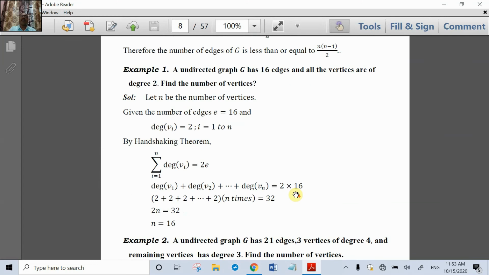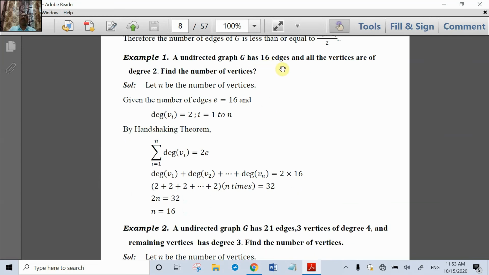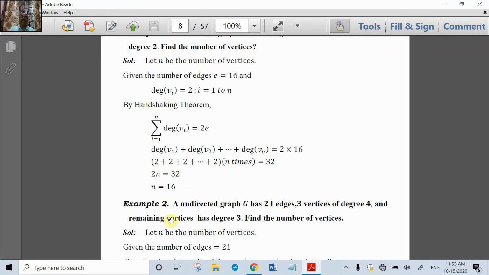Now, a problem. An undirected graph G has 16 edges. All vertices are of degree 2. Find the number of vertices. Let n be the number of vertices. E equals 16. Degree of each vertex is 2. Now degree of V1 plus degree of V2 plus up to degree of Vn equals 2 times the number of edges. 2 into 16 equals 32. This is n times 2, therefore 2n equals 32. n equals 16. Therefore the number of edges equals the number of vertices equals 16.